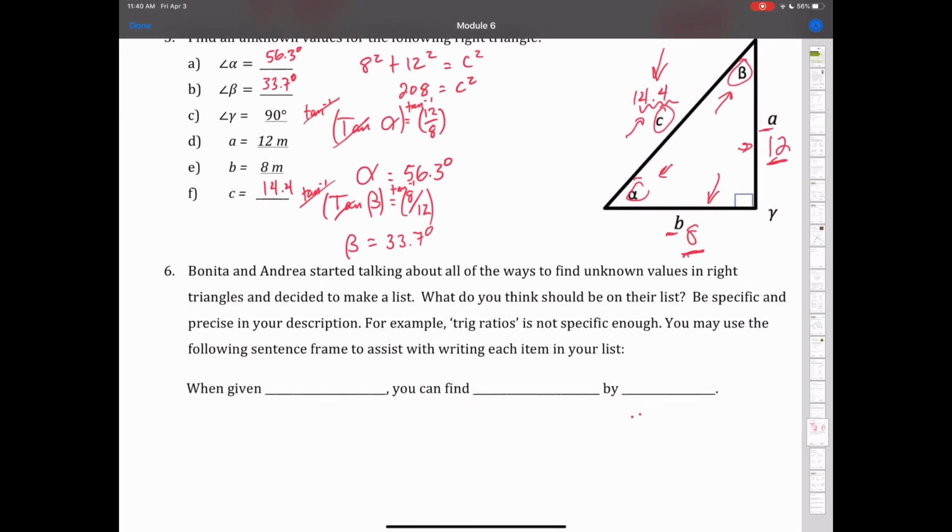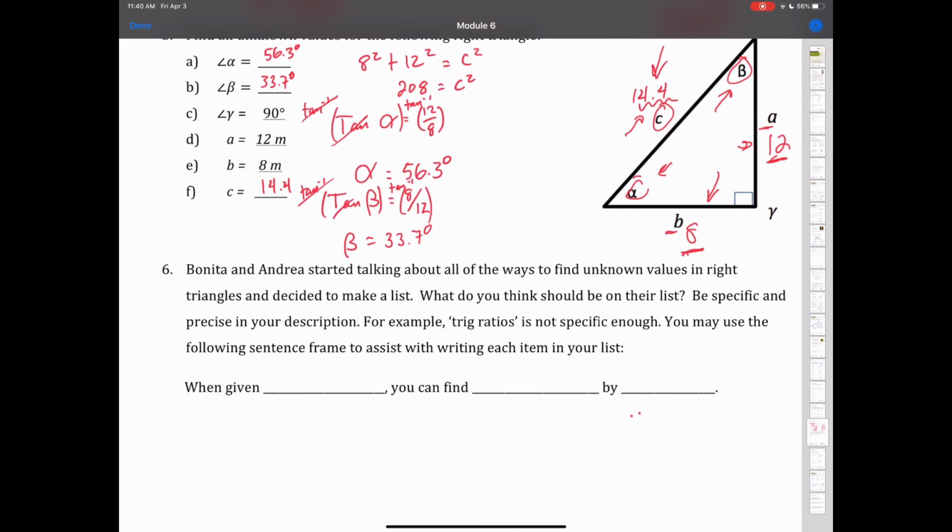So I'm going to give you one, and you can figure out the rest. So, for example, when given 2 side lengths, you can find the third by using the Pythagorean theorem. All right, so there's the first one.